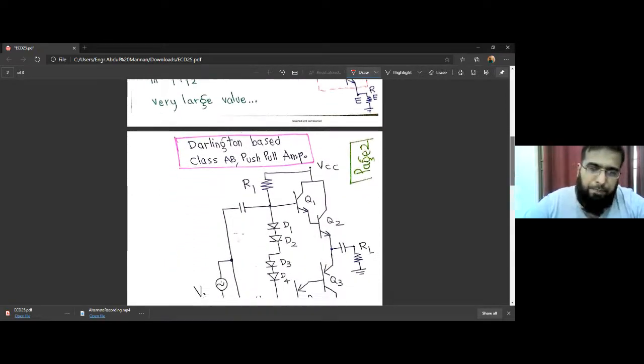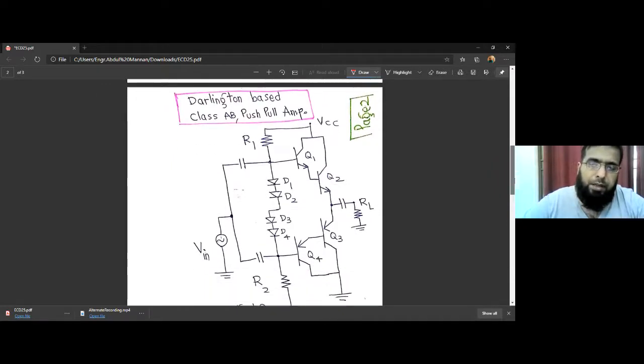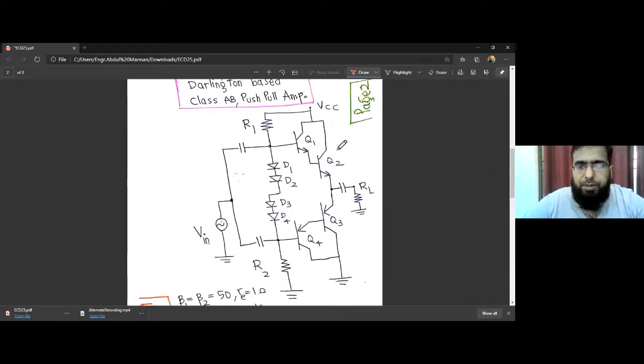So let's do that. Let's draw a Darlington-based class AB push-pull amplifier. What we have done is we have replaced this NPN transistor with this Darlington pair and this PNP transistor with this Darlington pair of type PNP. But instead of having two diodes, now we have four diodes. Why? Because we want this voltage VB to be higher by 1.4 compared to this VE. So VB should be VE plus 1.4 to forward bias these two base-emitter junctions.